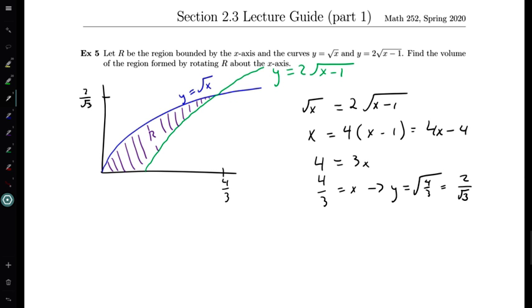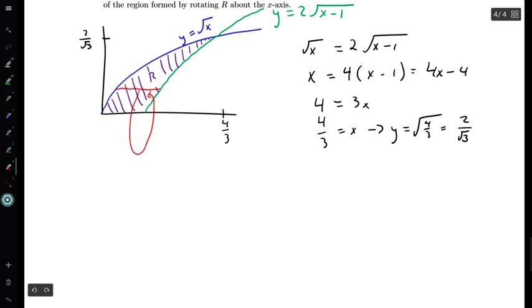So now we need to think about a horizontal slice here, and we want to take this horizontal slice and revolve it about the x-axis. So again, we want to integrate the surface area of this horizontal cylinder that we're forming here. We're integrating from the smallest y value to the largest, so from 0 to 2 over root 3.